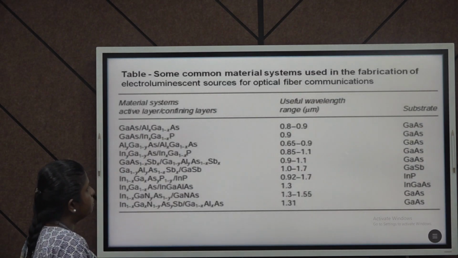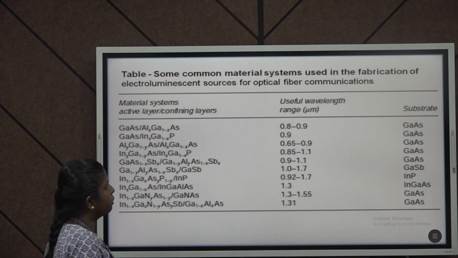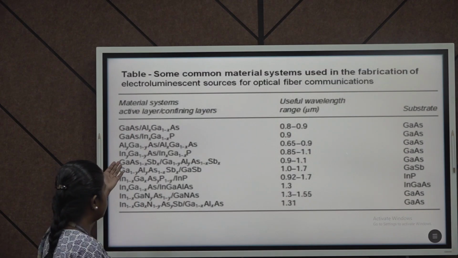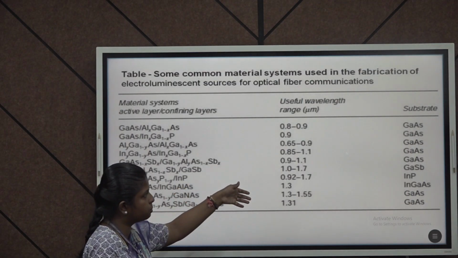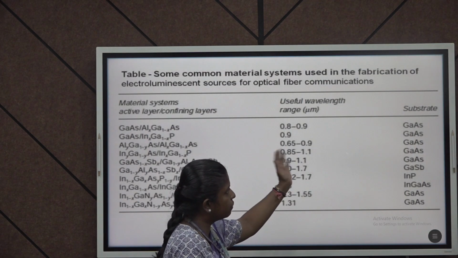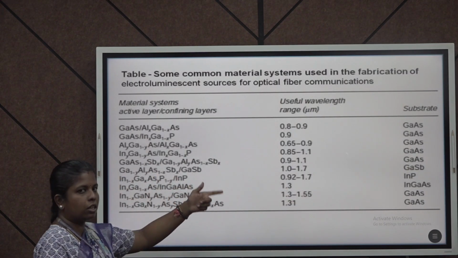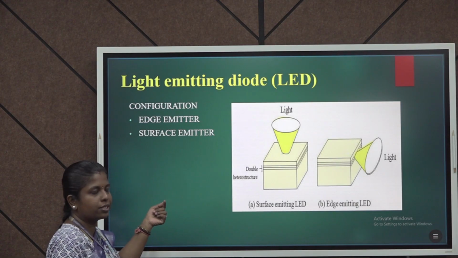Some common materials used in the fabrication of electroluminescence sources for optical fiber communication have been listed here: the materials of the active layer and confining layer, the useful wavelength range, and what kind of substrate we can use for this particular wavelength. There are two types: one is edge emitting, and another one is surface emitting.